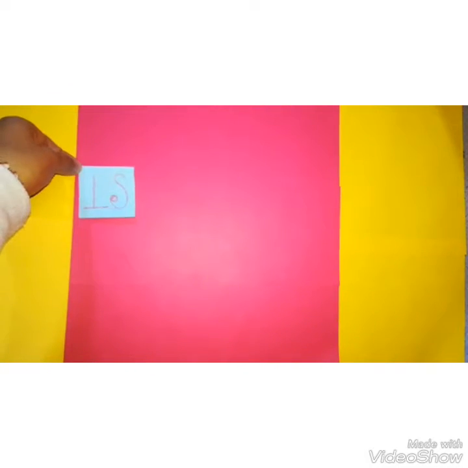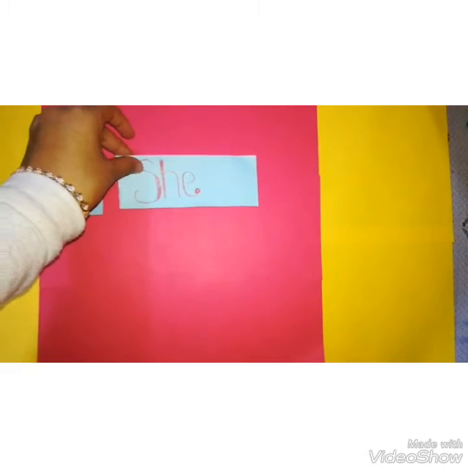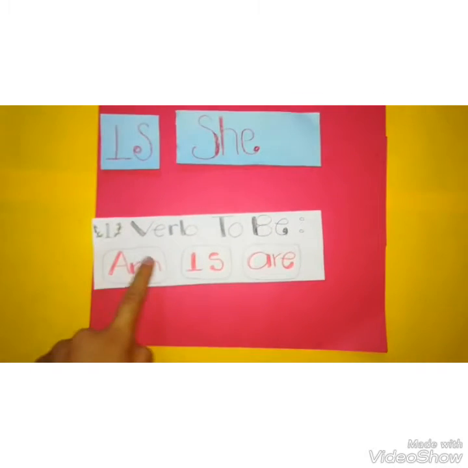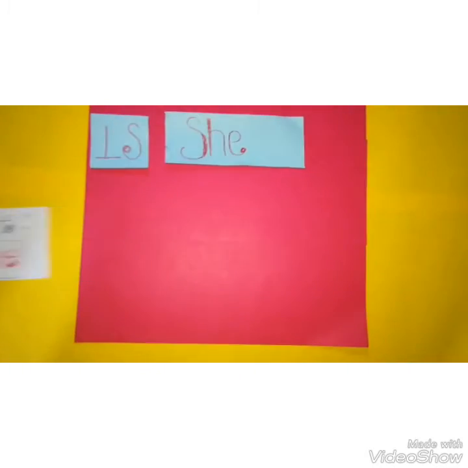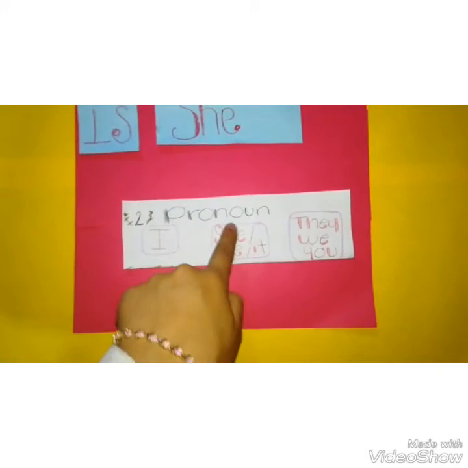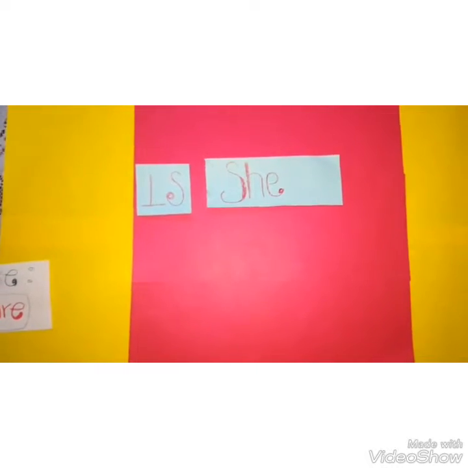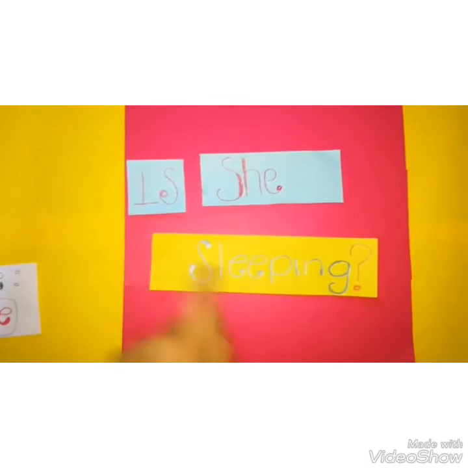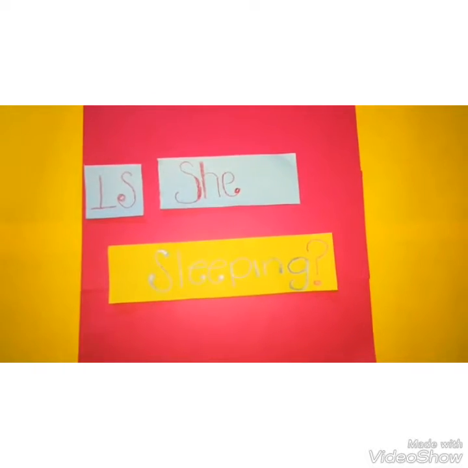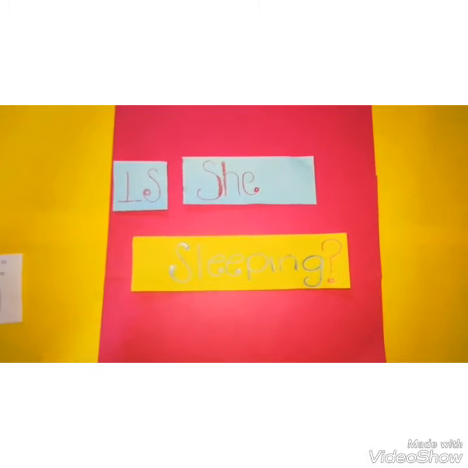The question will be: first is the verb to be, is, the second is the pronoun she, and then the verb plus the gerund plus the interrogative sign. Is she sleeping?